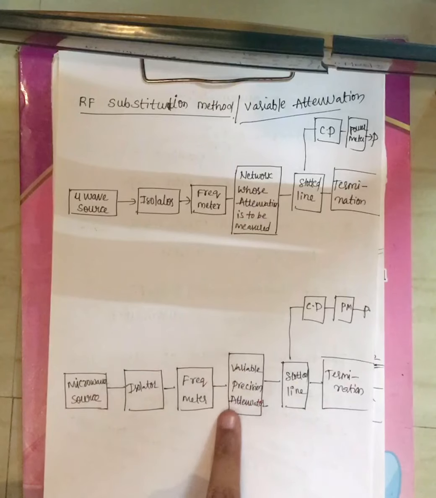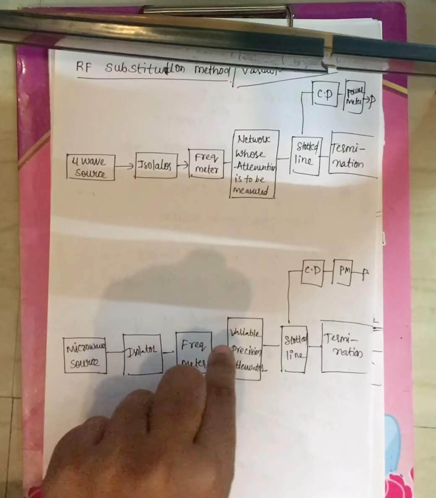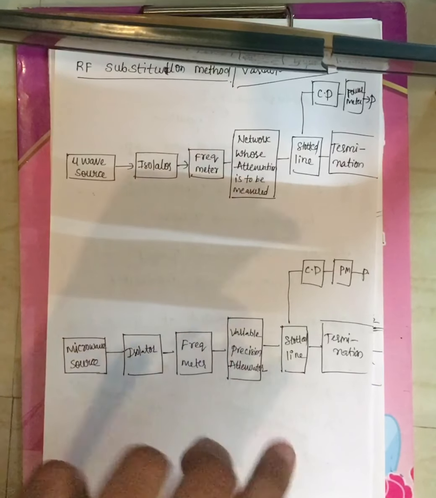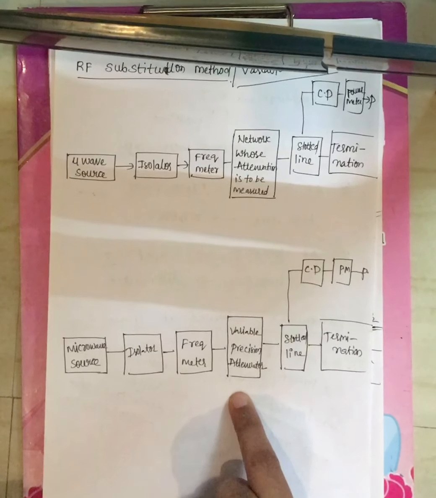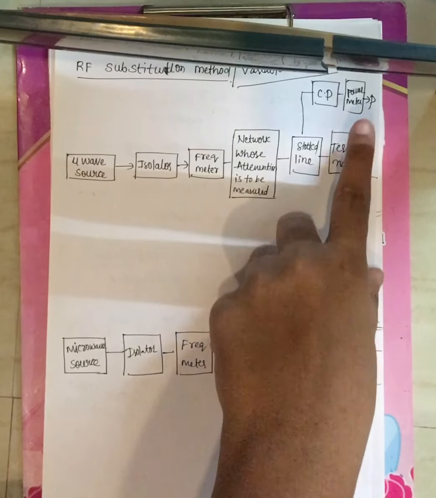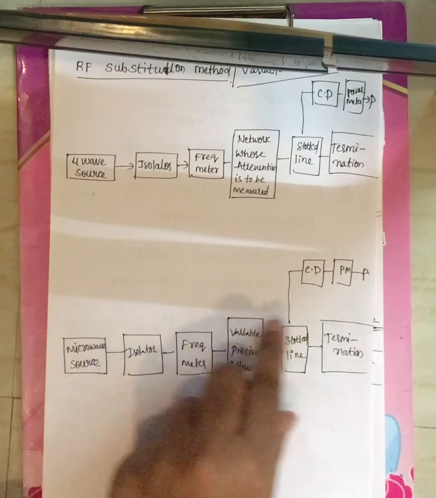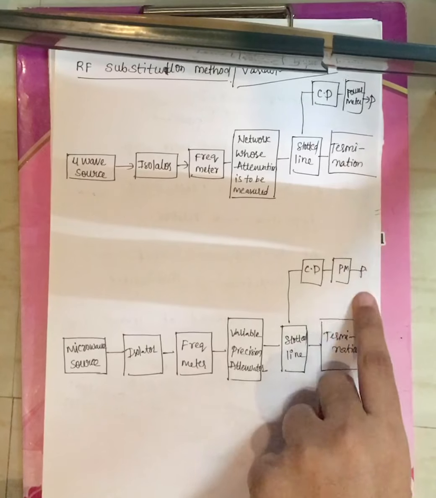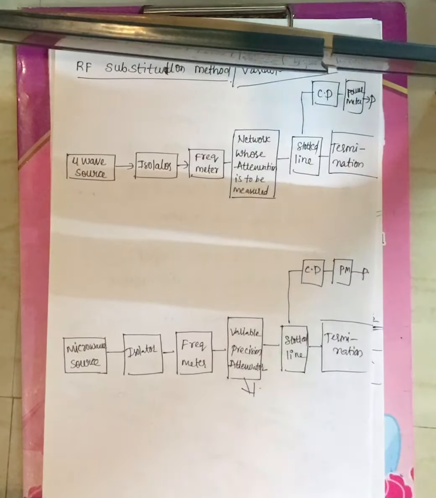Now this is replaced by a variable attenuator. This variable attenuator contains a knob. If you rotate this variable precision attenuator, the power will vary. Whatever power we got in setup 1, we have to vary this attenuator till we get that power, and through this meter we can measure the attenuation value. Directly through the variable precision attenuator you can measure the attenuation value.